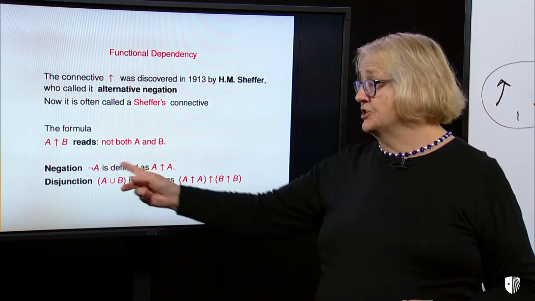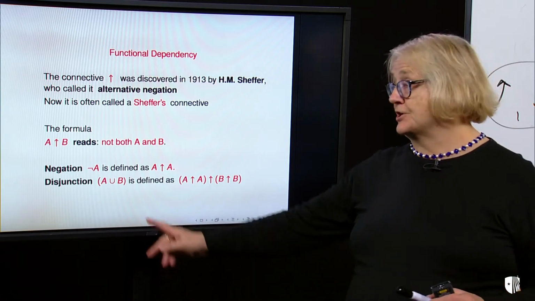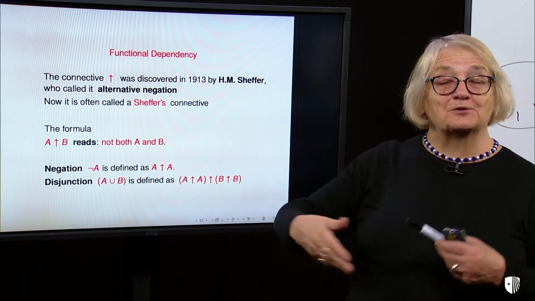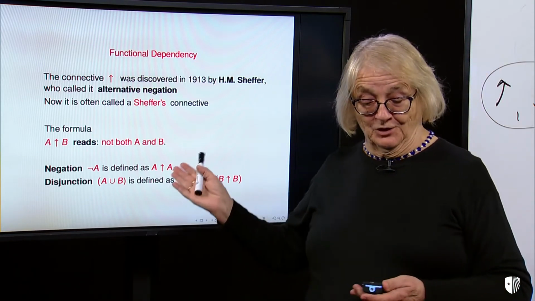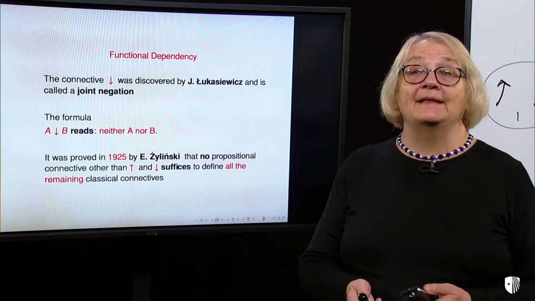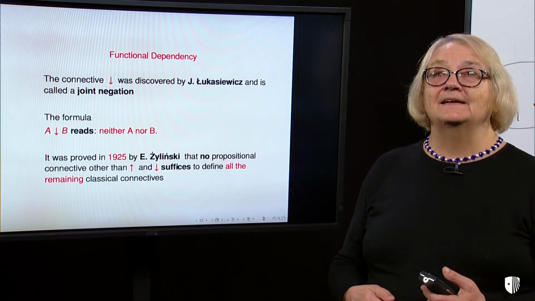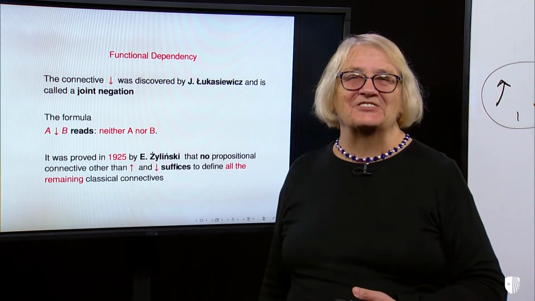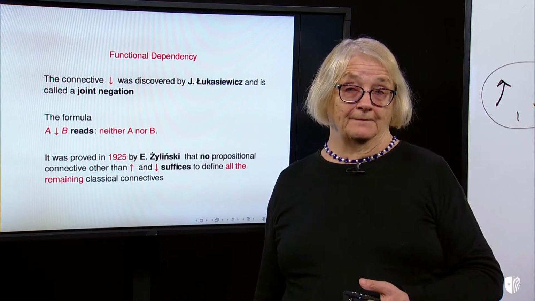And for example, negation is defined as A arrow A. And disjunction is defined as A arrow, and you can use your truth tables for connectives to show that this is good. And the other one was discovered by Łukasiewicz. So it's a Polish connective, which is called joint negation, and it reads neither A nor B.